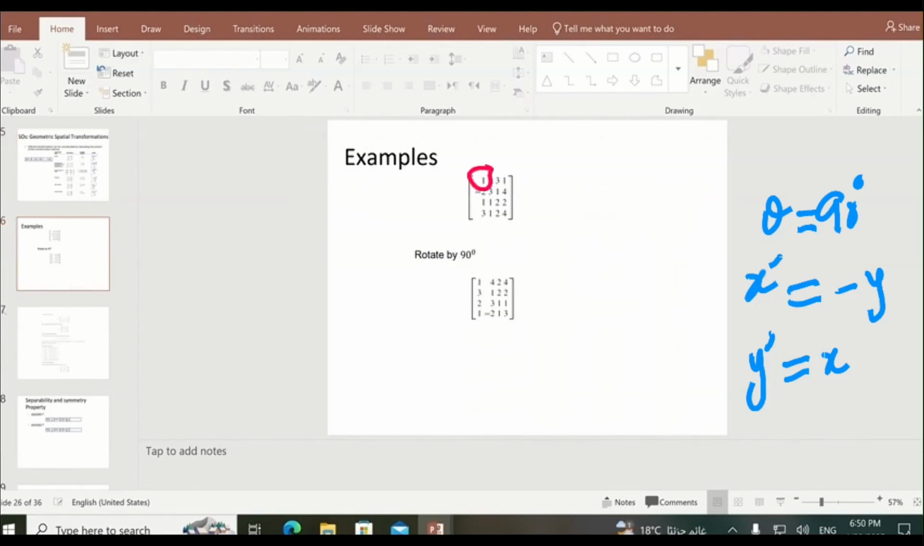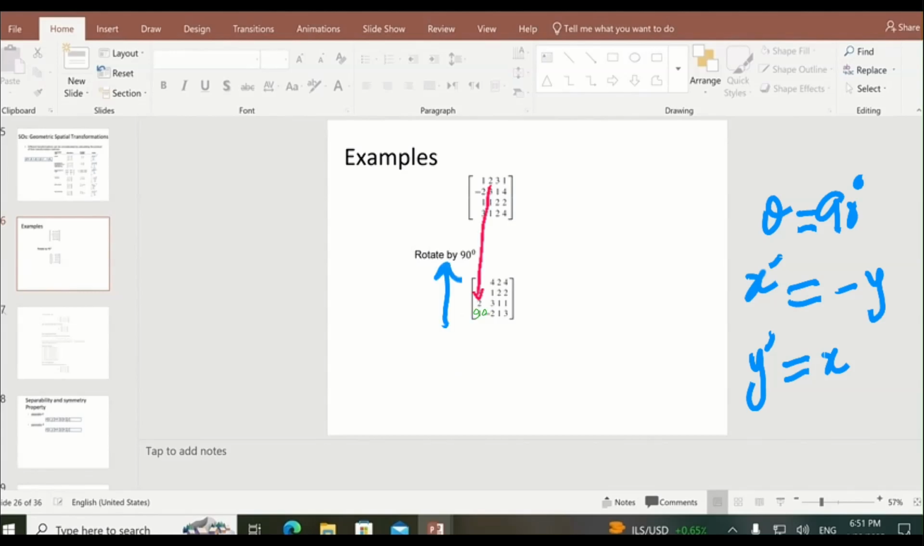So this is 0 0. Now you have 0 1, x is 0 and y is 1. So what will it be? This is minus 1 and this is 0. So the new location of the pixel that belongs to this location is minus 1 0, right? So where is minus 1 0 now? This is the x-axis, right? So if this is positive, the negative will be here.